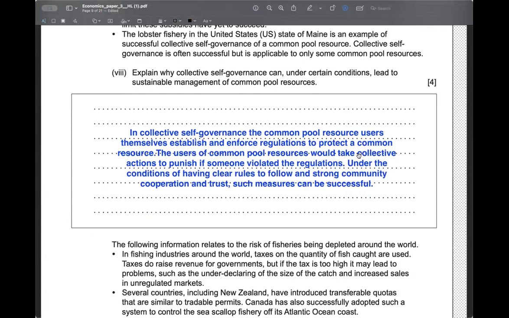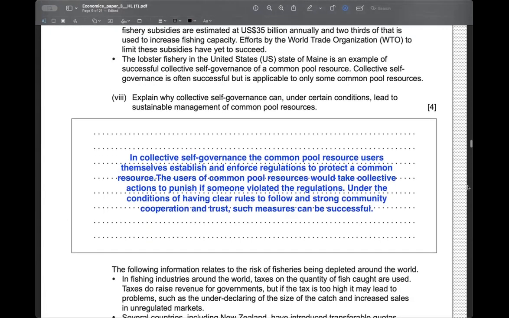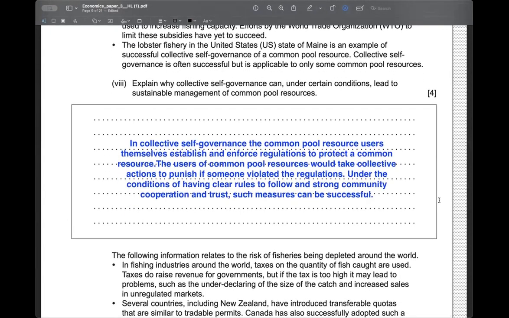In collective self-governance, the common pool resource users themselves establish and enforce regulations to protect a common resource of their interest. So the users of common pool resources will take collective action to punish if someone violates the regulation or even compensate if things work well. So under the conditions of having clear rules to follow and strong community cooperation and trust, such measures, which is self-governance, can be successful.